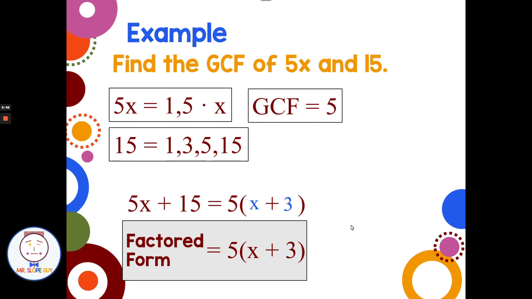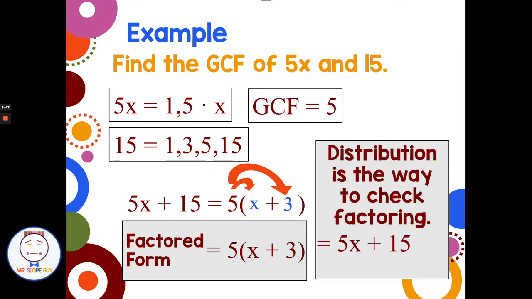So 5 times x is 5x, and 5 times 3 is 15, so we make sure that we're still equivalent to our original problem. So my answer for these would be 5 times x plus 3, but we could always check with distributive property.